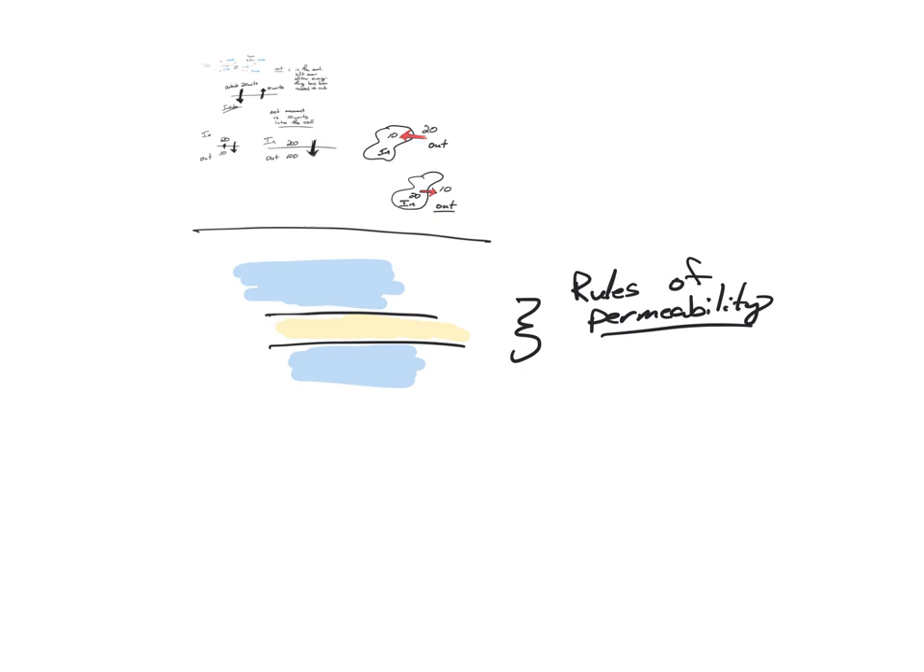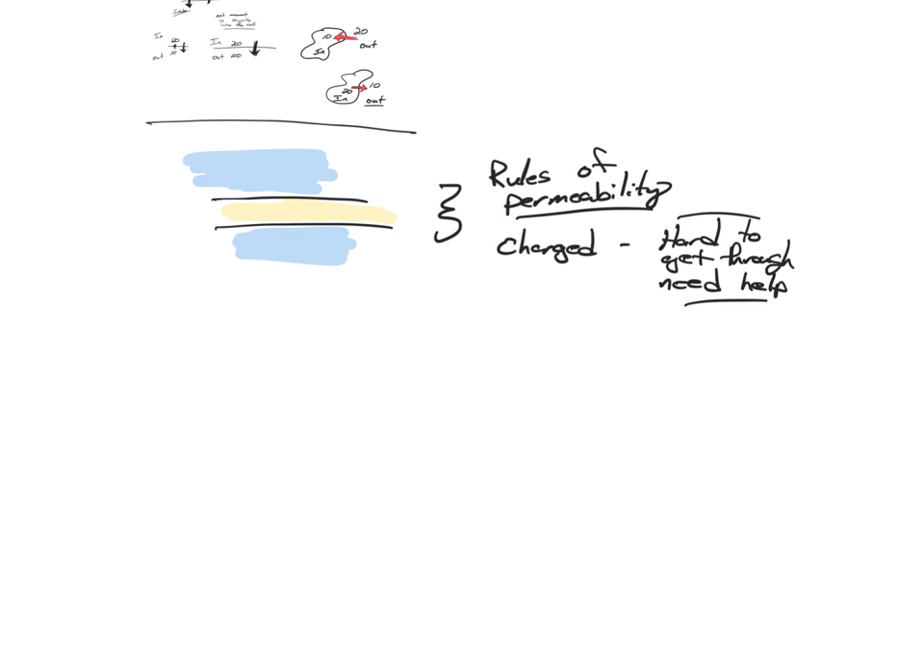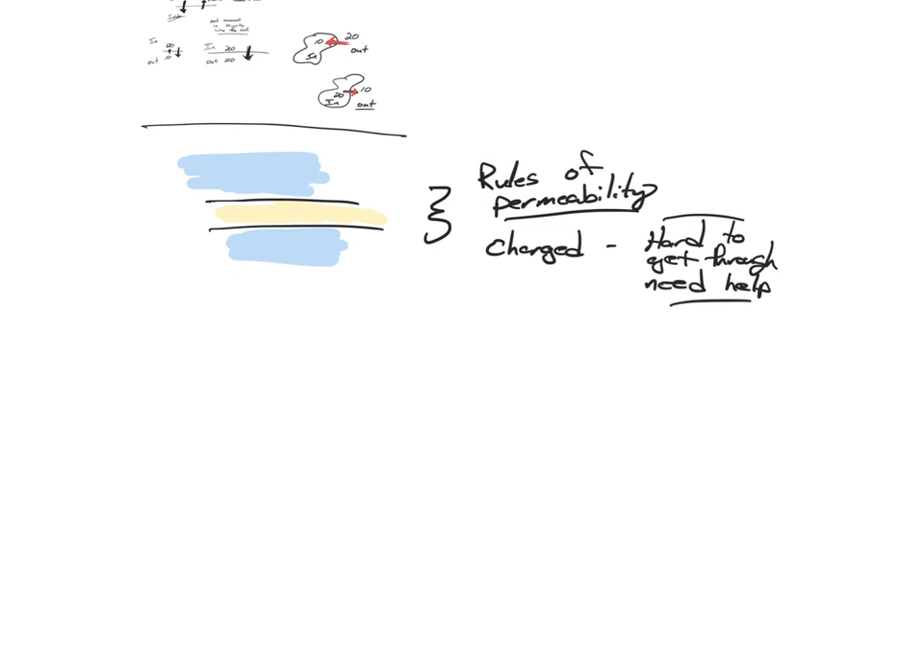What are the rules for allowing things through the membrane? These rules are pretty straightforward. If they're charged, it's hard for them to get through. They need help. And where's the help going to come from? What's going to help things cross the membrane? I'll wait because you know the answer to this.